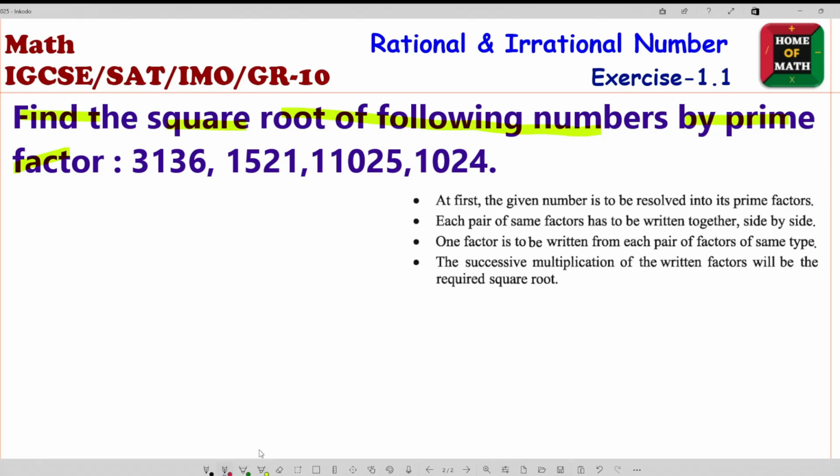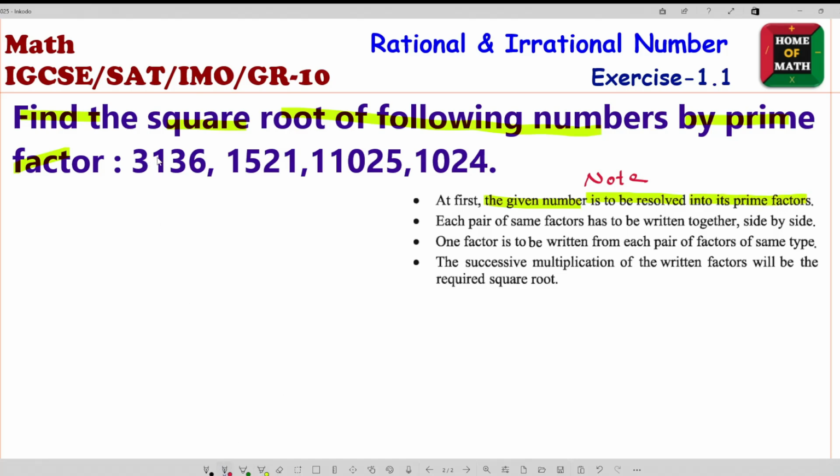In this video we are going to solve this by prime factorization. But before finding the result, we have to know something. Here is some note. Let's start. At first, the given number is to be resolved into its prime factors.